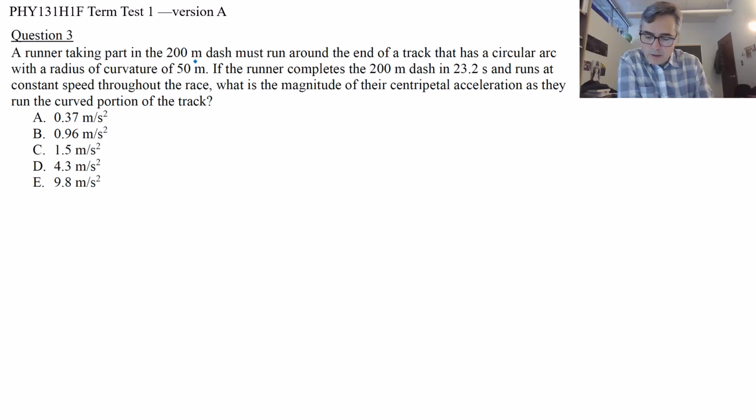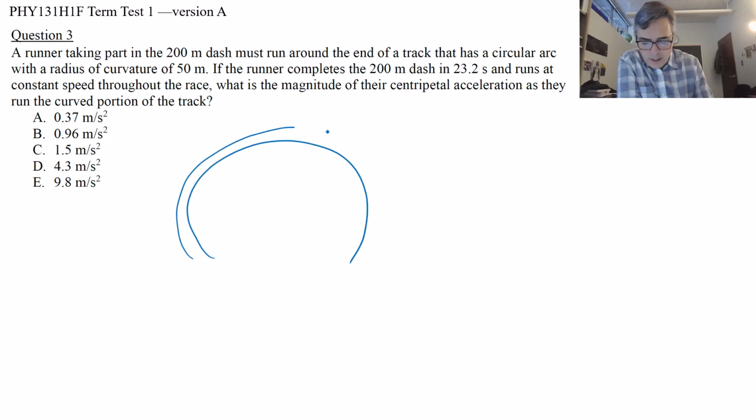A runner taking part in the 200-meter dash must run around the end of a track that has a circular arc with a radius of curvature of 50 meters. So we're going around like this. Here's the track. Here's the radius of curvature, 50 meters.